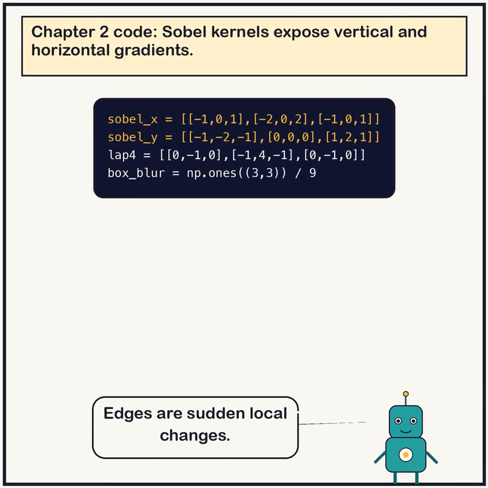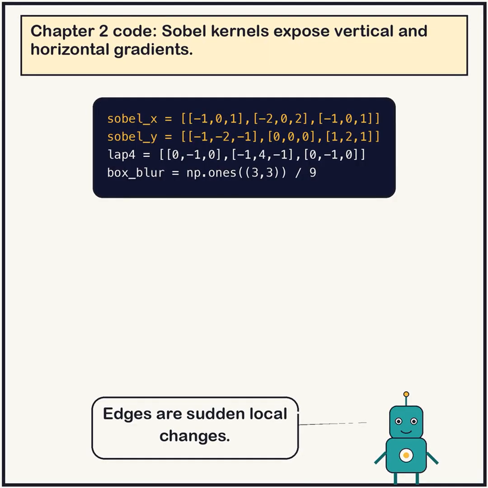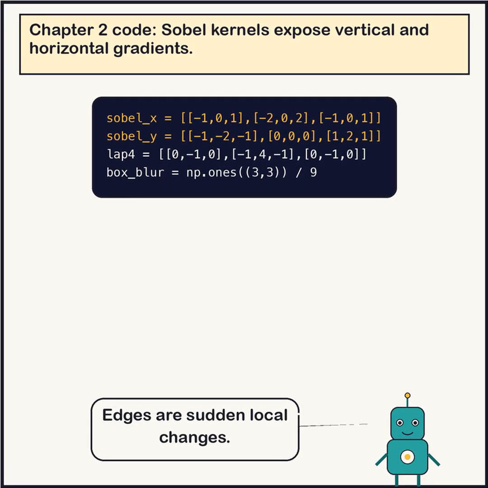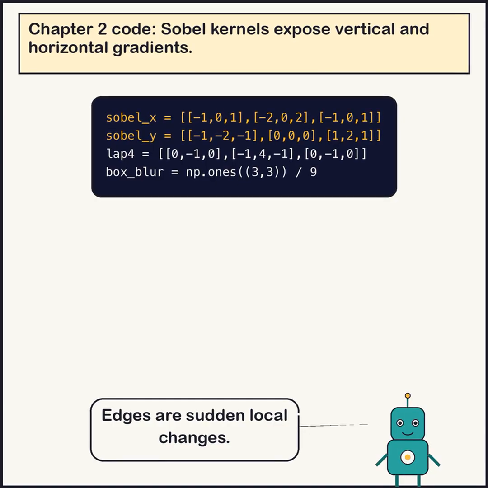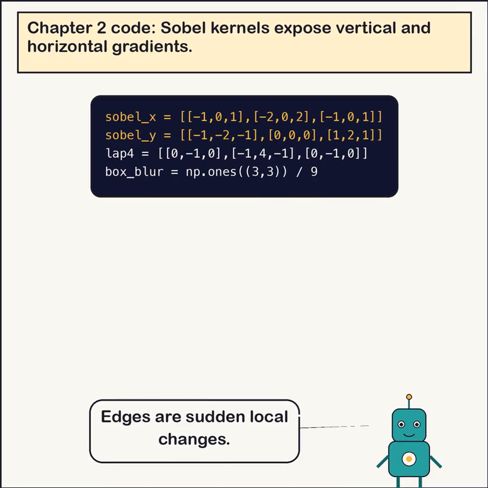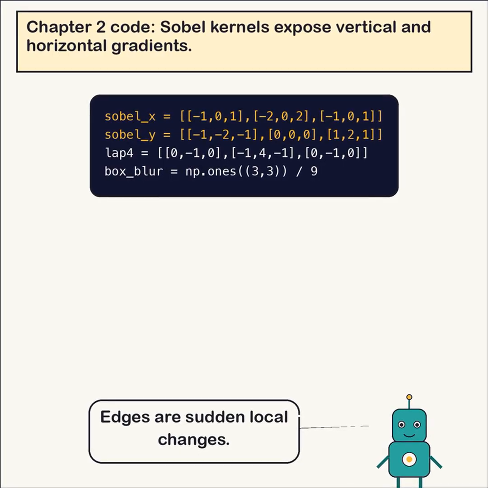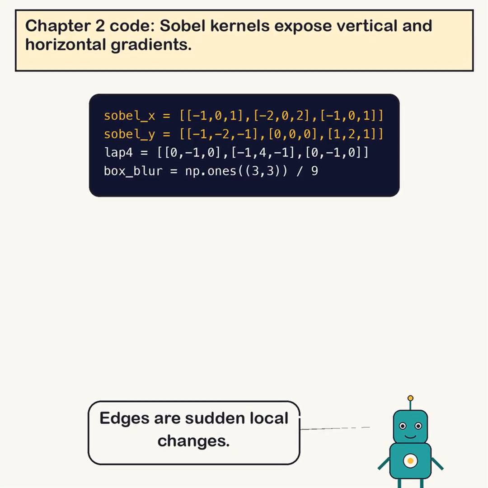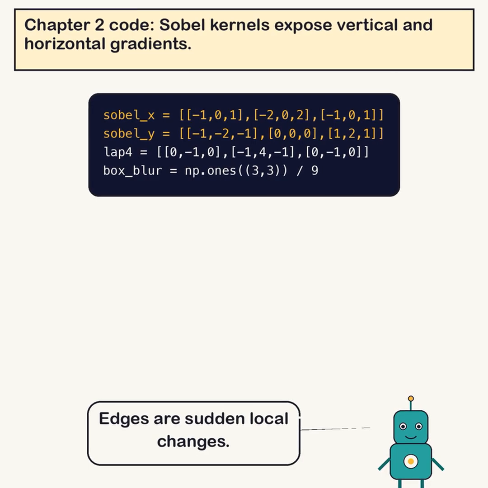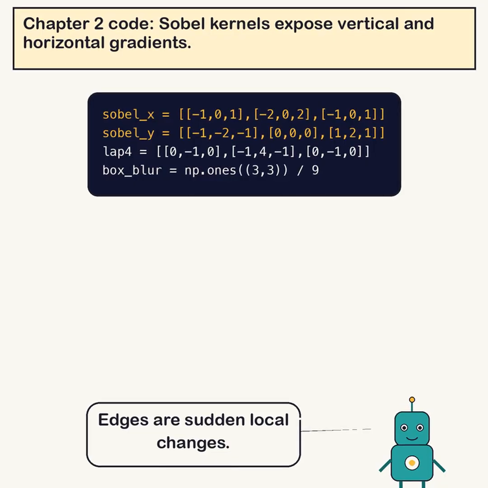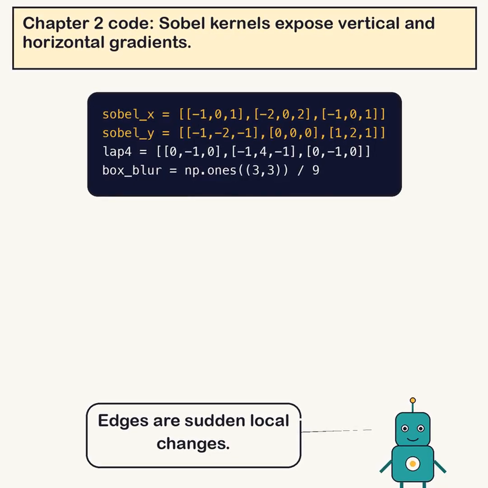Sobel X compares left and right sides of a neighborhood, so it responds to vertical edges. Sobel Y compares top and bottom, so it responds to horizontal edges. A Laplacian looks for rapid second derivative changes. A box blur averages a local patch. Sobel filters became classics because raw differences are too fragile, while Sobel quietly smooths in the perpendicular direction as it measures change. The larger middle weights say the center row or column matters more.